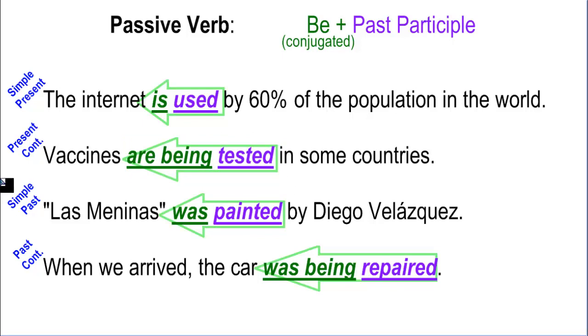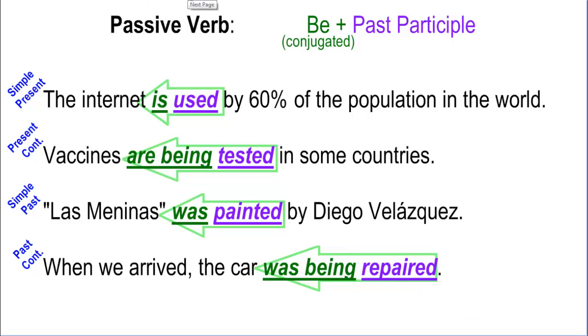I could also use it in simple past. Las Meninas was painted by Diego Velázquez. Was painted. The verb to be in simple past, and then the past participle of the verb. Or past continuous. When we arrived, the car was being repaired. Was being repaired. You see, this is the past continuous, and then the past participle of the verb.